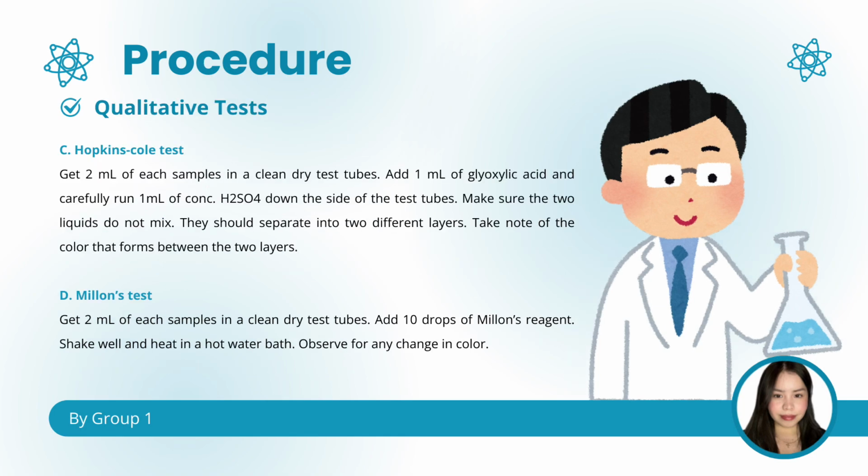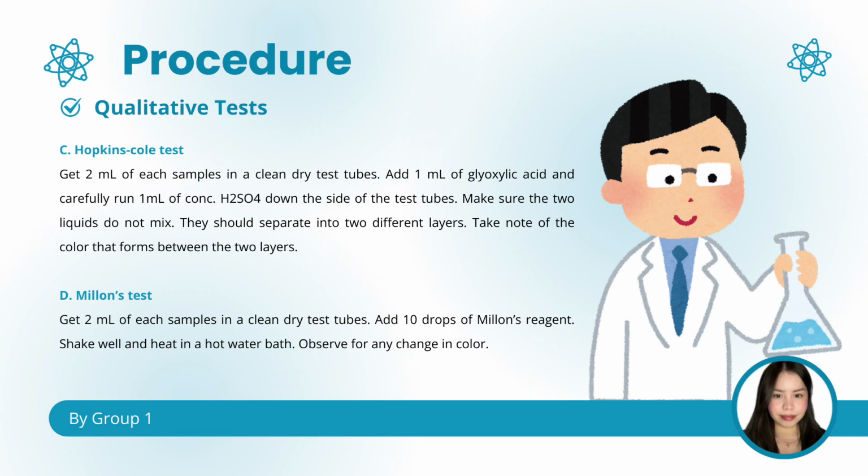For C, the Hopkins-Cole test, get 2 ml of each sample in a clean, dry test tube. Add 1 ml of glyoxylic acid and carefully run 1 ml of concentrated acid down the side of the test tube. Make sure that the two liquids do not mix. They should separate into two different layers. Take note of the color that forms between the two layers.